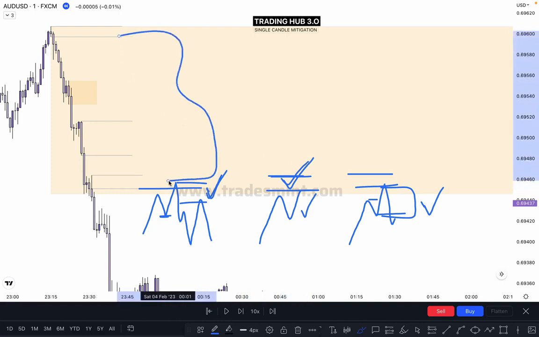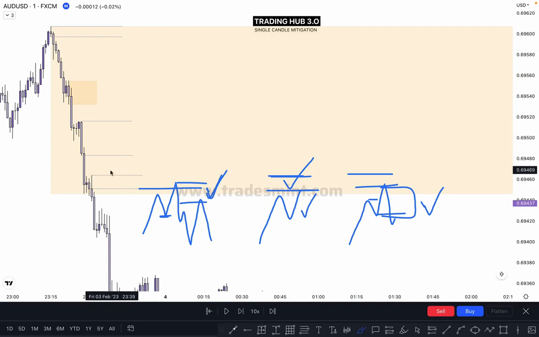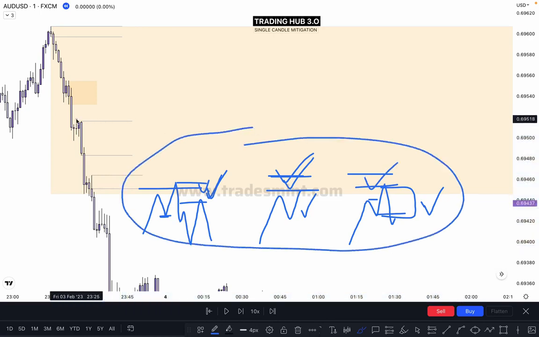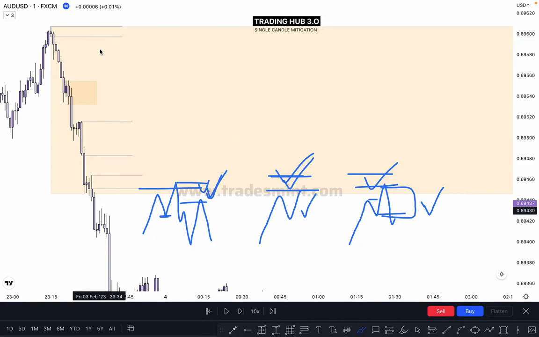If only one POI is here, then definitely you can take whatever entry you want. This one is also valid, and this one is also valid here. These three entries are valid if only one POI is here, for example only this one or maybe this one, correct? But right now we have 3 POIs here. So how can you deal with them? Okay, now let's see what happened next.